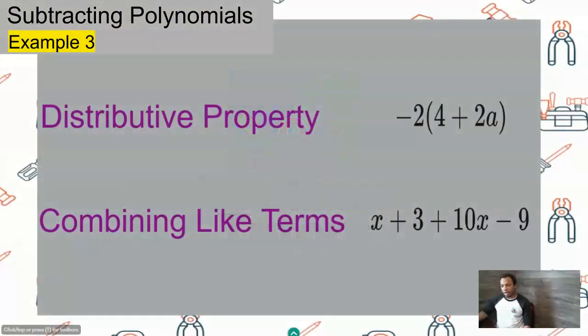In order to subtract polynomials, you need two tools. You need to understand the distributive property and understand combining like terms. If you don't understand either one of these concepts, I'll leave a link to these videos that we have in the description below.